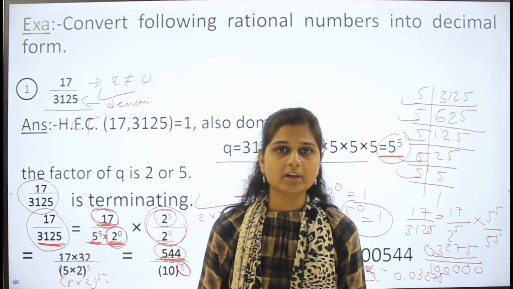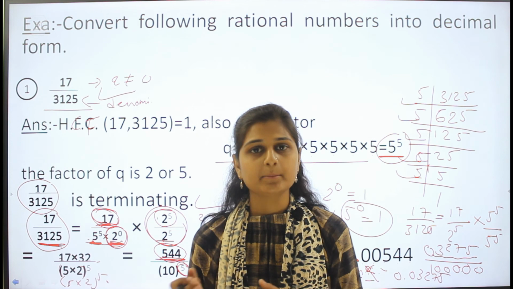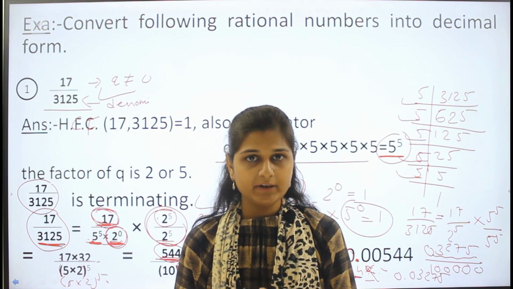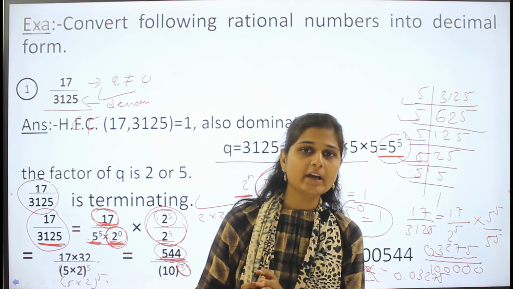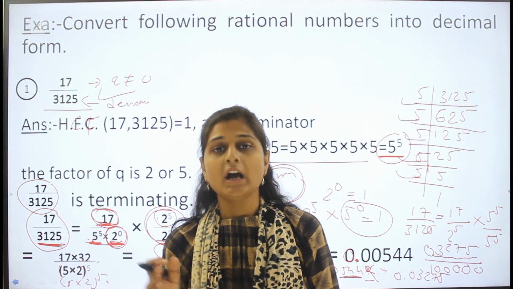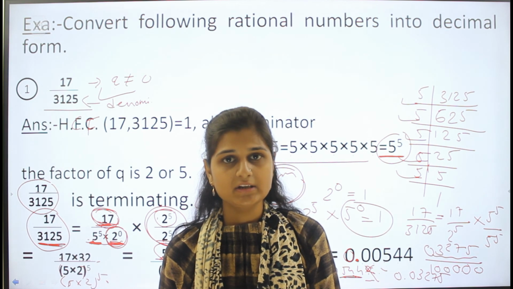Okay, now we are done with the example of decimal expansion. So today we have covered the LCM and HCF by the prime factorization method and by Euclid's division algorithm. Also we have covered decimal expansion and how to prove an irrational number.